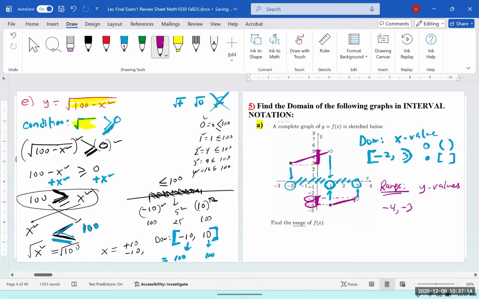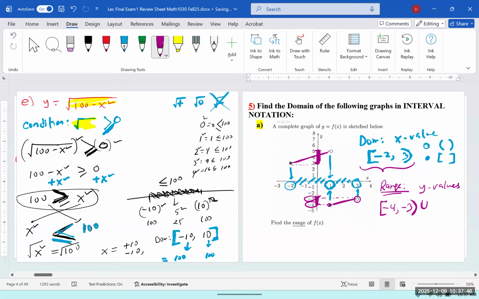Now for this one, we have a hole, so we have a parenthesis at -3. But for this number, we have a closed circle, so it's going to have a bracket here. And as you can see, these two intervals are not connected. They are two separate intervals. So we cannot combine them like x. We have to separate them because they are not the same. They're not continuous. They are separate intervals.